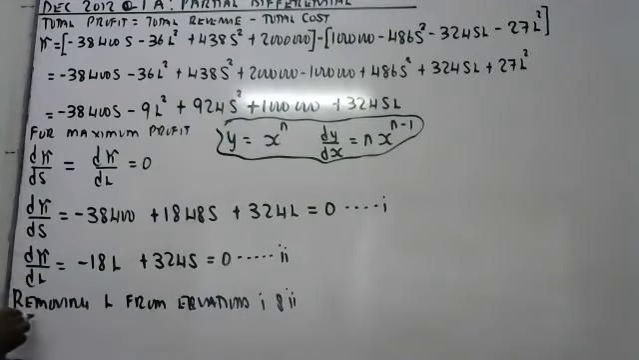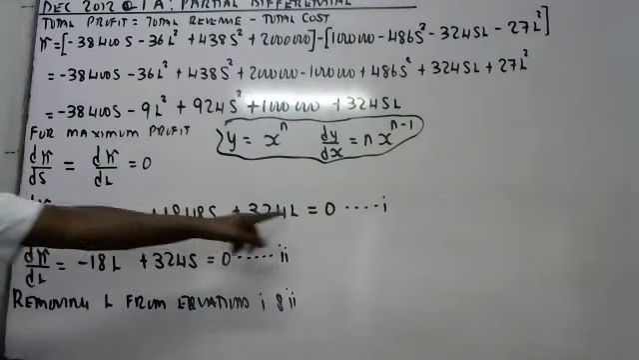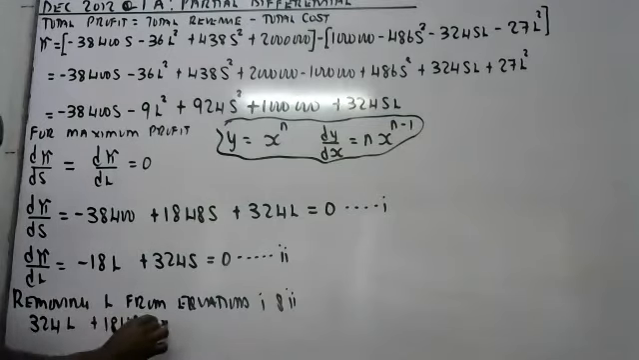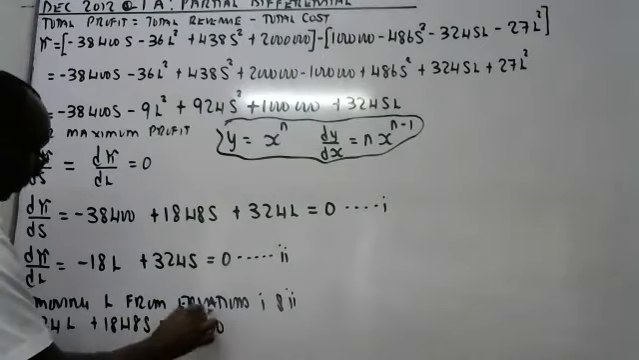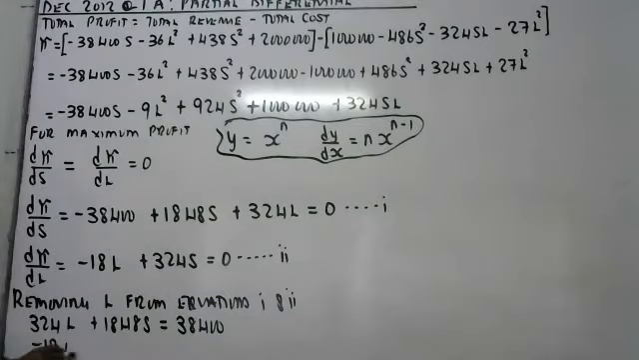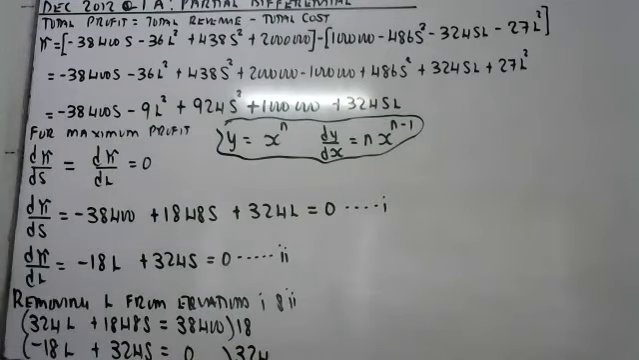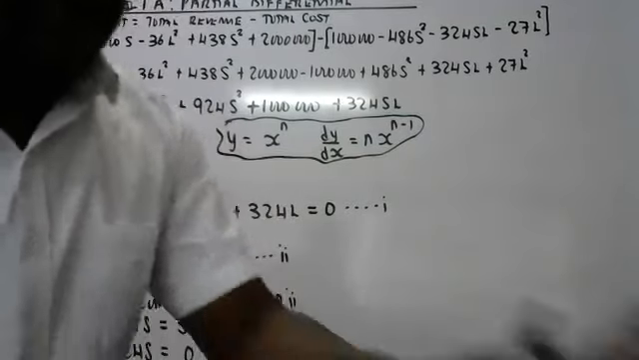You take equation 1, and you can actually change this one: 324 L plus 1848 S is equal to 38,400. Then you bring equation 2: minus 18 L plus 324 S is equal to 0. You see now the coefficients of L are not the same. If you want them to be the same, here you multiply by 18 and here you multiply by 324. You multiply by the opposite coefficients.